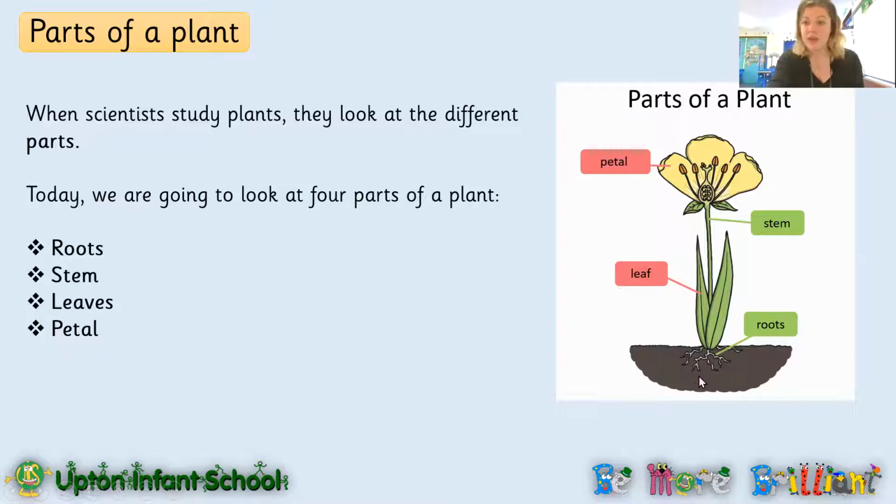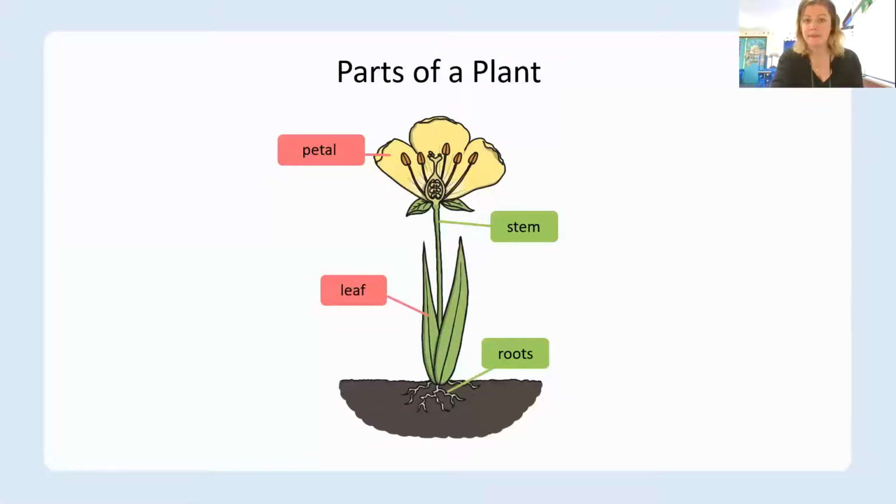So we have our roots here. Can you see those dangly bits there? We have our stem. That's this long bit of the plant there. We have our leaf, our leaves. And we've got our petal there. So that's this lovely colourful bit. Okay? See it a bit more clearly there.